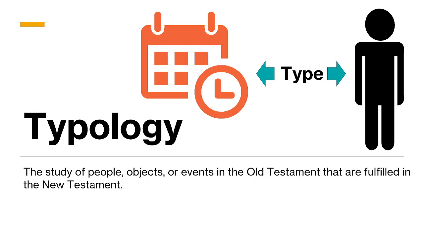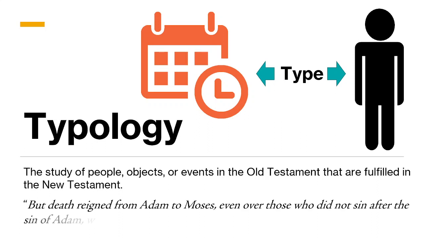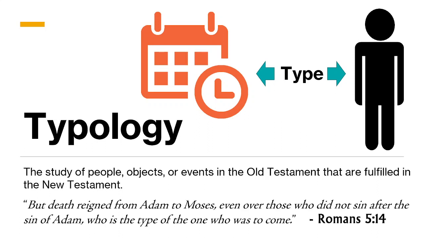In Romans chapter 5, for example, we see St. Paul writing, and he calls Adam a type. He says, up to the time of the law, sin was in the world, but death reigned from Adam to Moses, even over those who did not sin after the fall of Adam, who is the type of the one who was to come. So the type was the Old Testament parallel of the one who was to come.